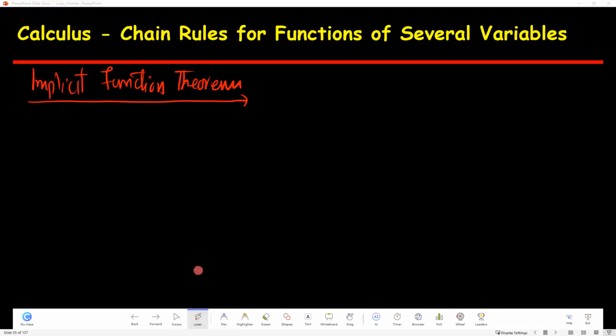Let's talk about the implicit first. Implicit means internal, or unseparated. You cannot separate things which are implicit. Function means function, and theorem means a logic to deal. So really, what is the implicit function theorem? It is a methodology we can use to solve a function which cannot be separated.